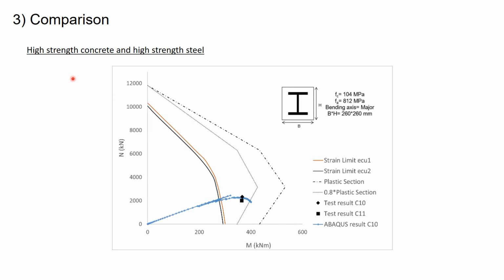And for high strength concrete and high strength steel, we can see the most dramatic difference between the strain limited interaction curves and the plastic interaction curves. And we also have our load path from Abaqus. Here we see the two different specimens with this geometry, with high strength concrete and high strength steel. And here you can see the strain limited approach is much better at predicting the capacity. It's giving conservative results as opposed to non-conservative results from the plastic section interaction diagrams.